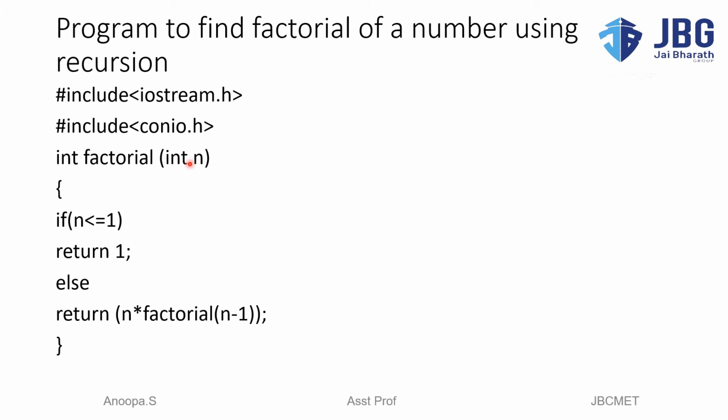Suppose I have given n equal to 3, what will happen? 3 into factorial of 2. So here I have 3 into, then again factorial of 2 is called. So here it will again call 2 into factorial of 1. Then at factorial of 1, it will terminate. So I will get the result as 3 into 2 into 1, which is 6. So this is how this recursion operation works.